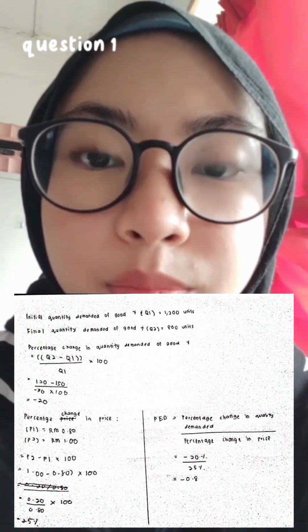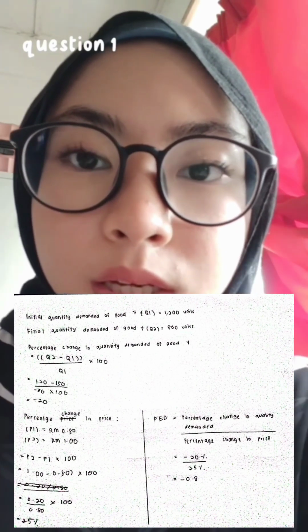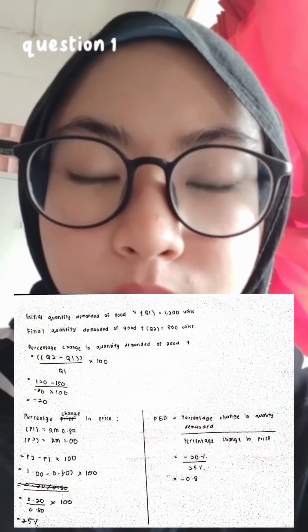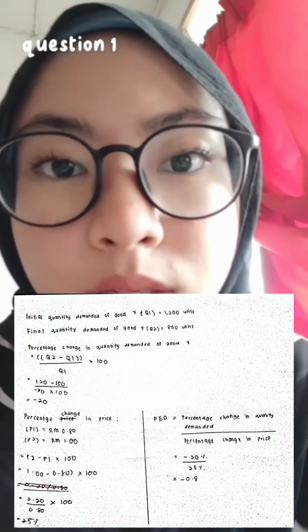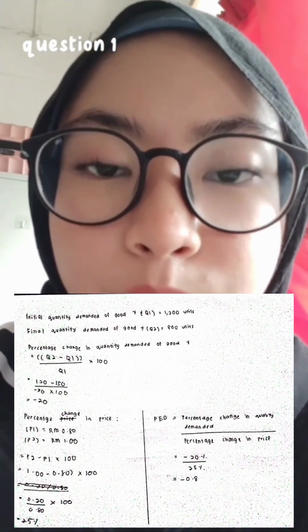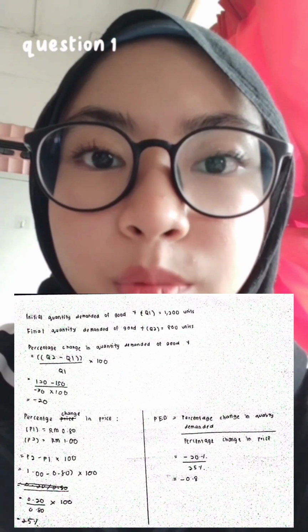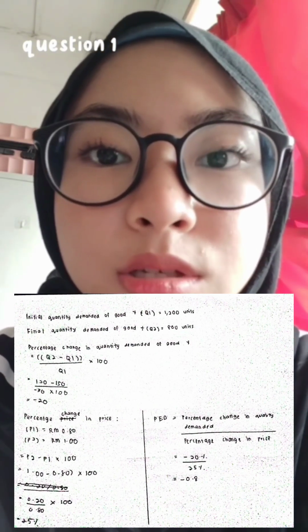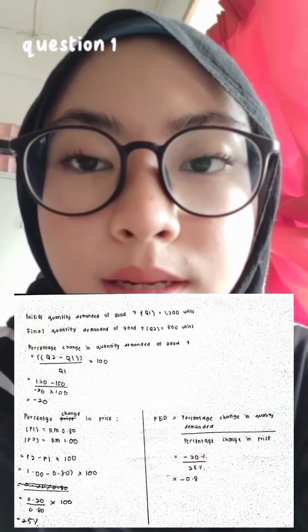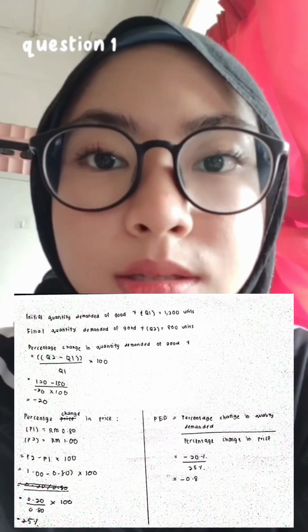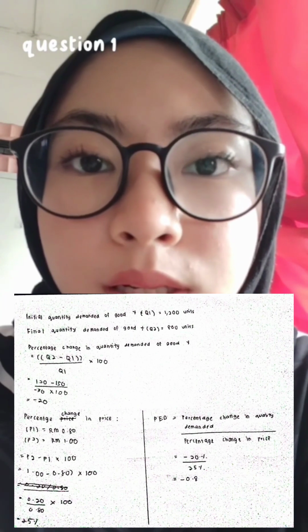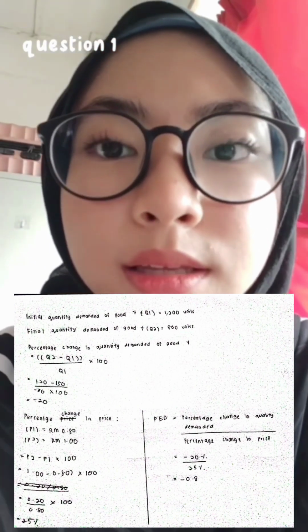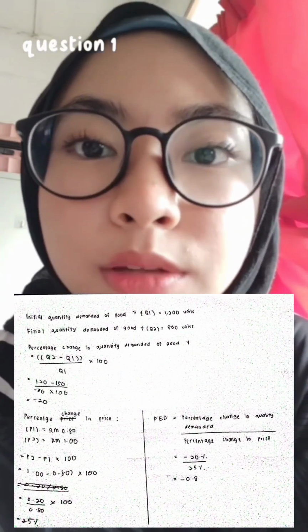Next, let's calculate the percentage change in price. Initial price equals RM0.80, final price equals RM1. Percentage change in price equals (final price minus initial price) over initial price multiplied by 100, equals (1.00 minus 0.80) over 0.80 multiplied by 100, equals 0.20 over 0.80 multiplied by 100, equals 25%.